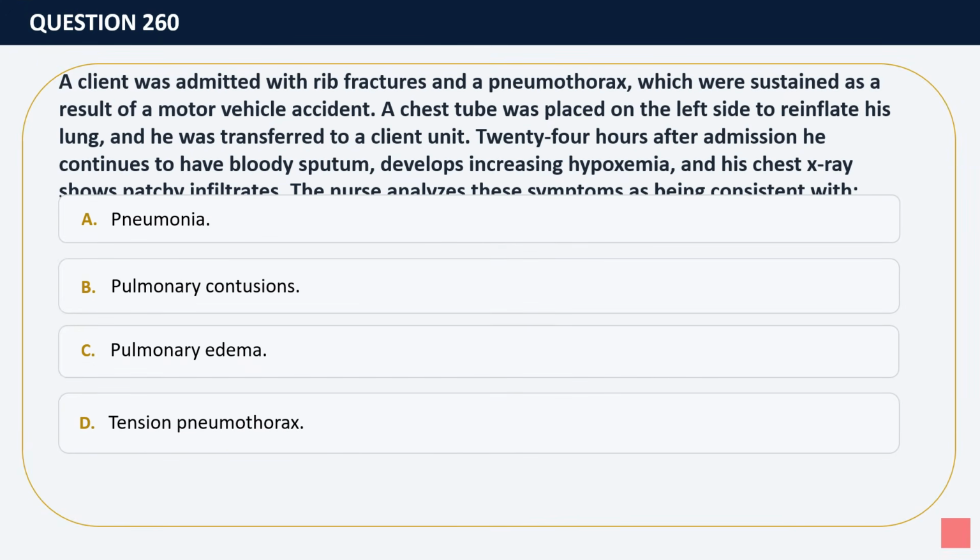Question 260. A client was admitted with rib fractures and a pneumothorax, which were sustained as a result of a motor vehicle accident. A chest tube was placed on the left side to reinflate his lung, and he was transferred to a client unit. 24 hours after admission, he continues to have bloody sputum, develops increasing hypoxemia, and his chest X-ray shows patchy infiltrates. The nurse analyzes these symptoms as being consistent with A. Pneumonia. B. Pulmonary contusions. C. Pulmonary edema. D. Tension pneumothorax.